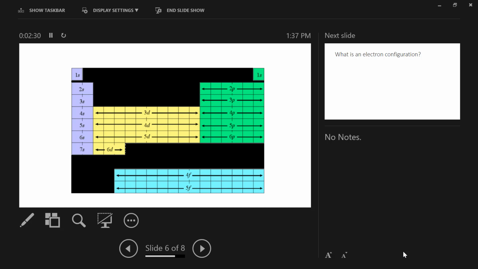Coincidence? Let's check. How many electrons can an S subshell hold? 2. 1 orbital, 2 electrons. 1, 2. How many electrons can a D subshell hold? 10, right? 5 orbitals, 2 electrons each. 1, 2, 3, 4, 5, 6, 7, 8, 9, 10. What about an F? 14. 1, 2, 3, 4, 5, 6, 7, 8, 9, 10, 11, 12, 13, 14.